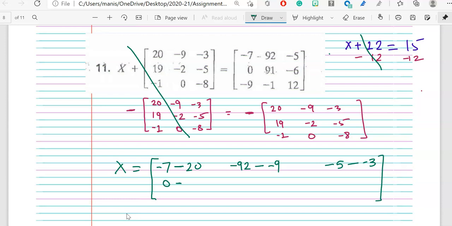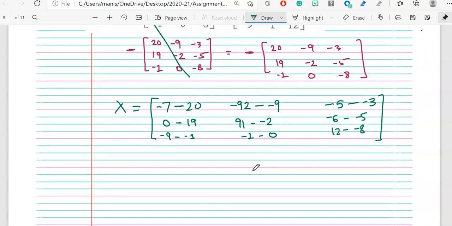0 minus 19. 9 minus negative 2. 9 minus negative 2. Negative 6 minus negative 5. Negative 9 minus negative 1. Negative 1 minus 0. 12 minus negative 8. Okay, so I just did all of them over here. Now what I have to do is write my final answer over here.